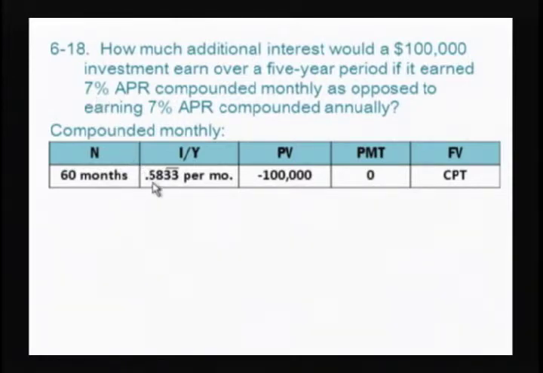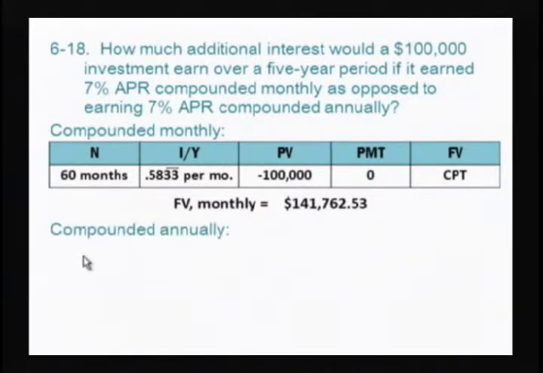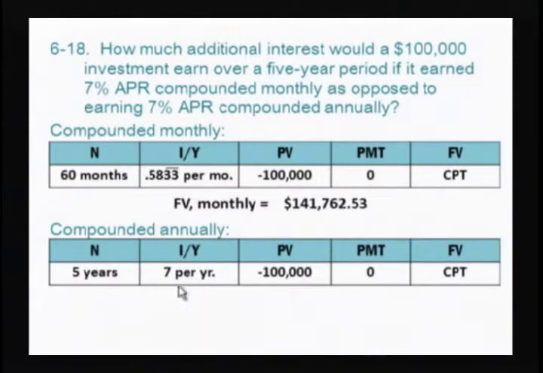For the monthly compounding over 5 years, that is 60 monthly compounding periods, the 7% APR divided by 12 gives us 0.5833333% per month. The $100,000 investment would grow into a future value of $141,762.53 with monthly compounding. The annual compounding will produce a smaller result because the compounding will not be as frequent. The effective rate you earn will not be as high.